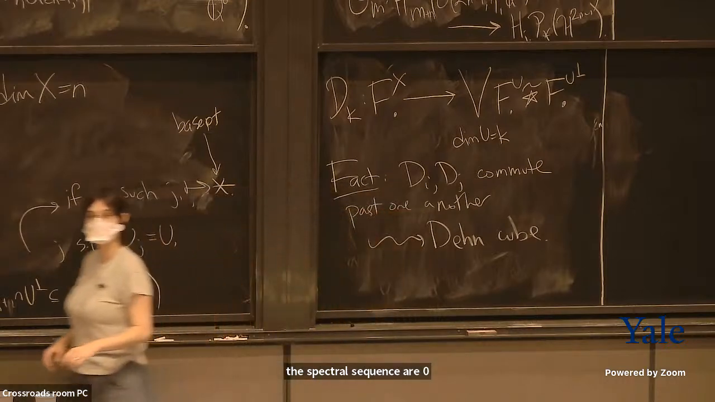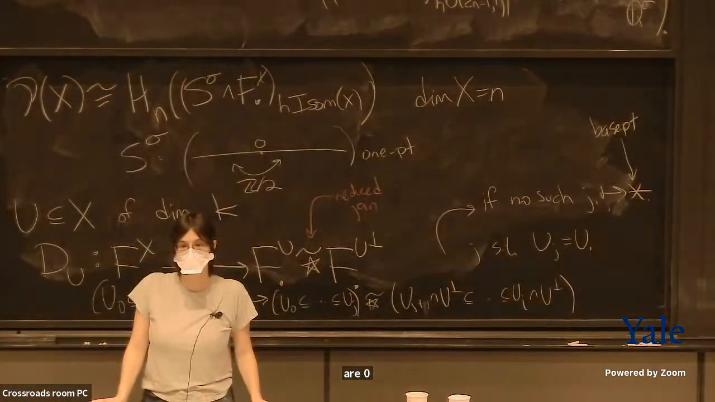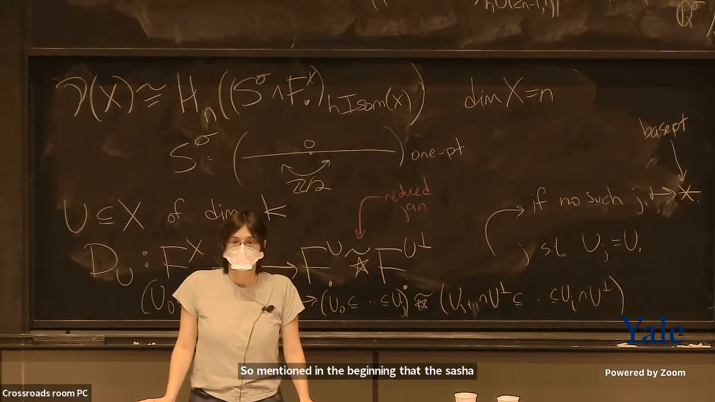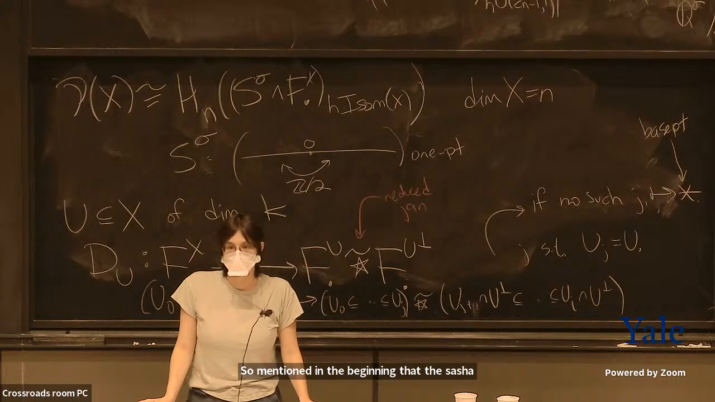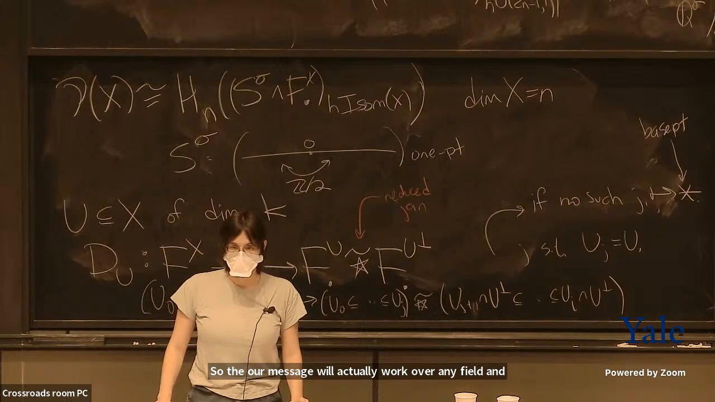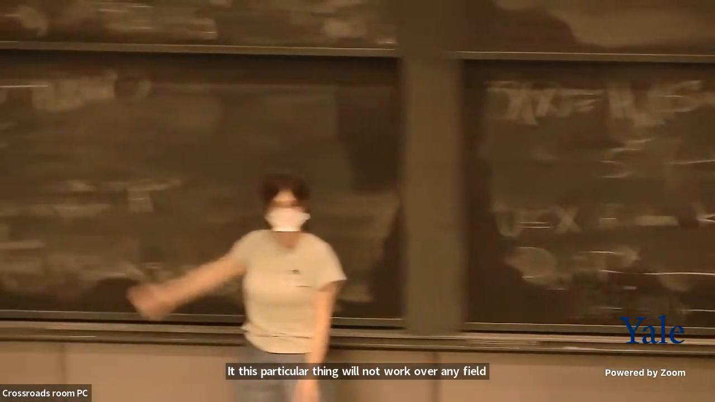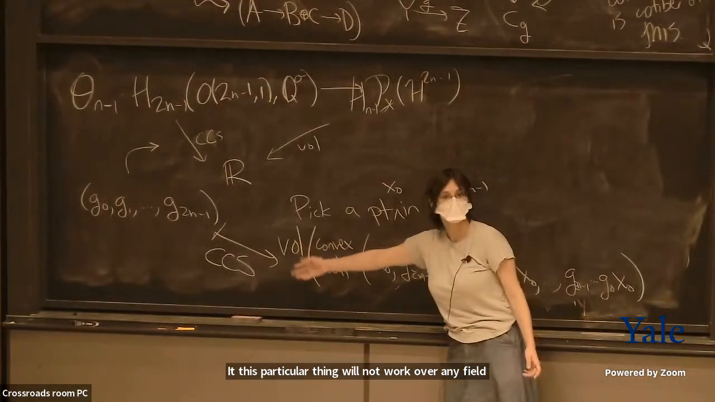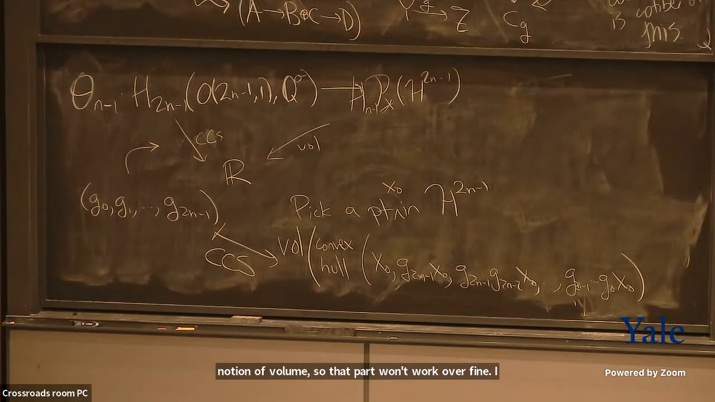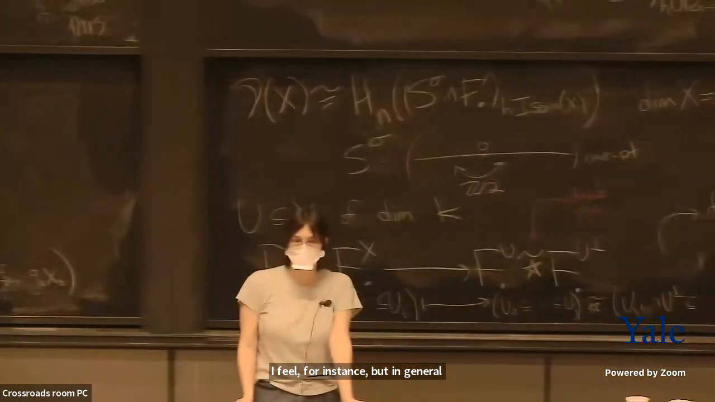Just a quick question. You mentioned at the beginning the Q bar version. Do your methods know things about Q bar or not? Our methods will actually work over any field. This particular thing will not work over any field, particularly this volume part, since you need to have a notion of volume, so that part won't work over a finite field, for instance. But in general, these kinds of techniques will work over any field.